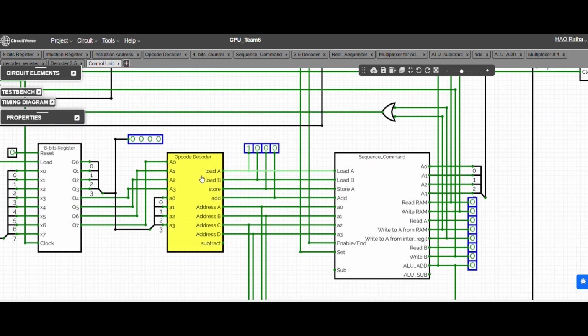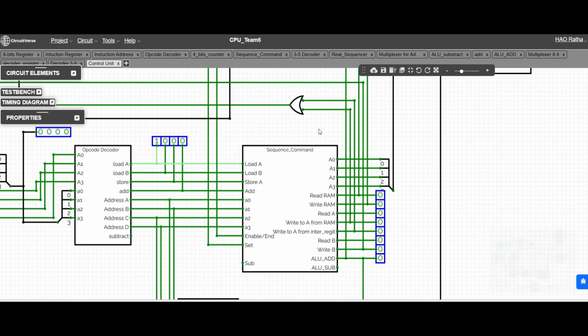Here, the decoder examines the opcode and determines which operation the CPU must perform, such as load, store, or add. However, knowing what operation to perform is not enough. The CPU also needs to know when to perform it. Therefore, the output from the opcode decoder is combined with timing signals from the sequencer inside the circuit command. Together, they generate the control signals for the entire CPU. These control signals are then distributed to different components.